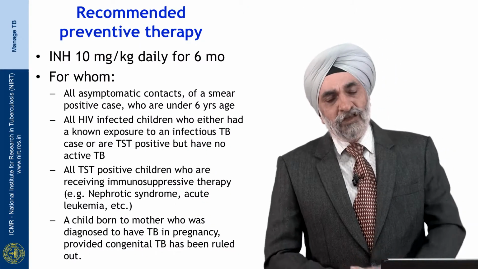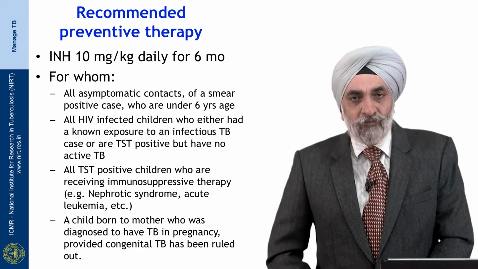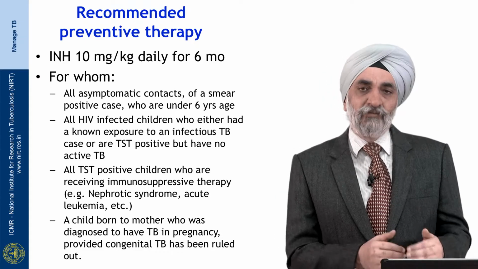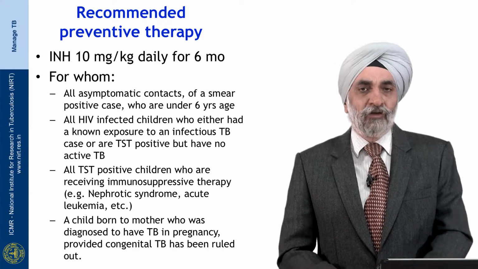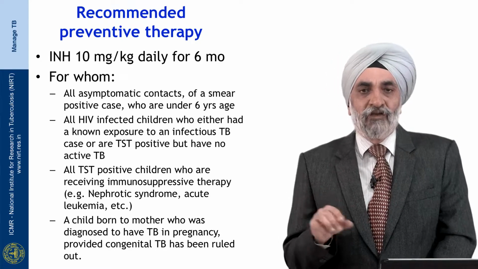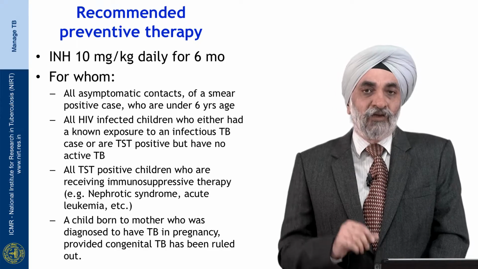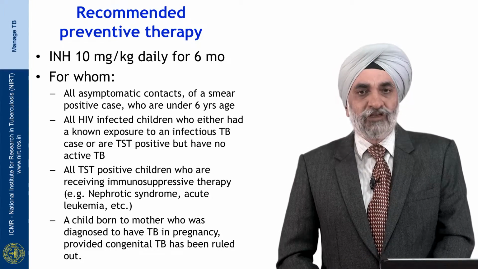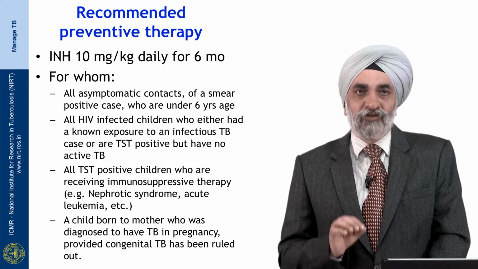Finally, I come to the last part of my talk, which is about preventive therapy. A lot of children, when they get infected and as yet have not developed disease, are asymptomatic. These are asymptomatic children below 5 years of age exposed to a case who is infective. So, for a smear positive pulmonary case, family members who are below 6 years of age and are asymptomatic would benefit from preventive therapy. What we recommend in our country is INH at 10 milligram per kg per day for 6 months, for all asymptomatic contacts of a smear positive case.